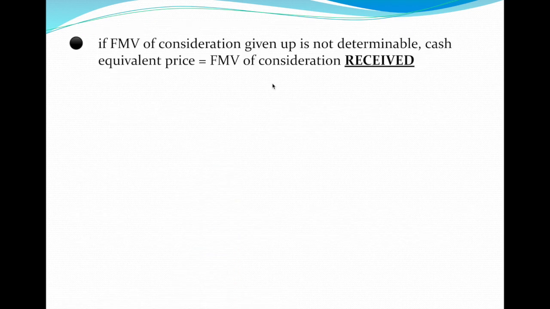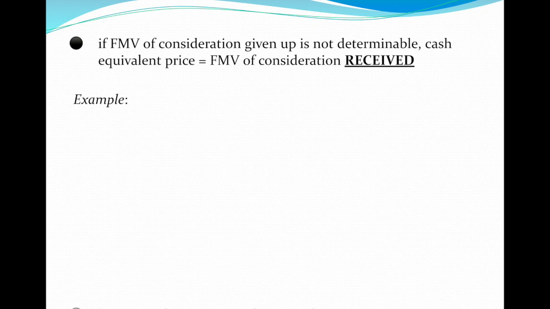So, if fair market value of consideration is not determinable, so in a question, this will be given to you, by the way. But if it's said that it's not determinable, then the cash equivalent price is equal to the fair market value of the consideration being received. So that's because, like I said, we have a better understanding of the value of something we've given up than something we're getting, because what we're getting is new, or new to us anyway. If we don't know the value of what we've given up, though, then we have to operate based on what we're getting, because that's the next best reliable thing, if you know what I'm saying.